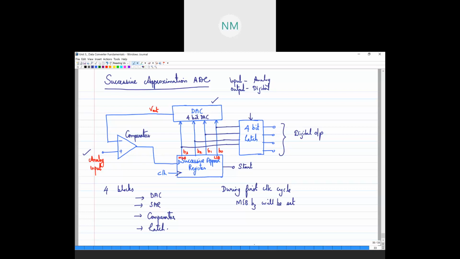The DAC receives digital data. The digital data to the DAC is coming from the successive approximation register, and during the first clock cycle, the data going into the DAC is 1000. This is the data set in the successive approximation register because the MSB is being set during the first clock cycle. Now the input to the DAC will be 1000. Depending on the resolution of this DAC, the DAC will produce an output. This is the output of the DAC.